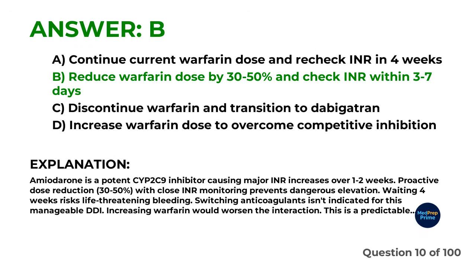Correct answer, B. Amiodarone is a potent CYP2C9 inhibitor causing major INR increases over 1 to 2 weeks. Proactive dose reduction, 30 to 50%, with close INR monitoring prevents dangerous elevation. Waiting 4 weeks risks life-threatening bleeding. Switching anticoagulants isn't indicated for this manageable DDI. Increasing warfarin would worsen the interaction. This is a predictable interaction requiring anticipatory dose adjustment.